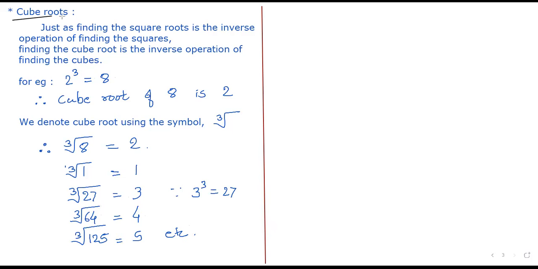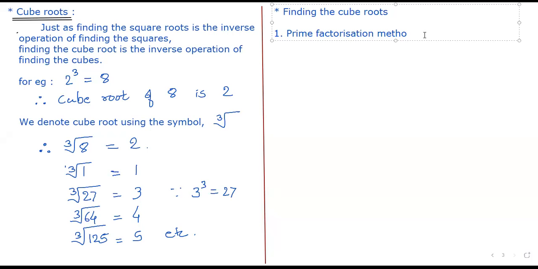So cube root is nothing but the reverse of finding the cubes. 2's cube is 8, so cube root of 8 is 2. Yes or no? Yes, sir. So just as we were finding the square roots, now we will find the cube roots. Finding the cube roots, number 1: prime factorization method. Same, just as squares.